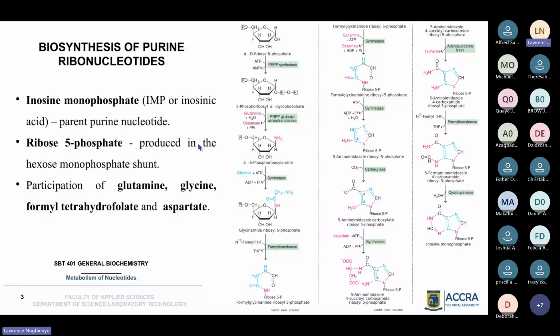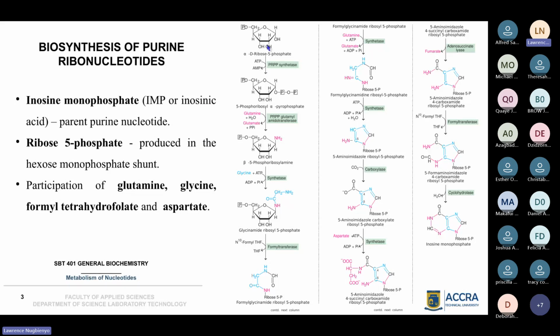De novo synthesis, meaning that the synthesis of the ribonucleotides is occurring from smaller molecules, step by step, coming together to form the nitrogenous base directly on the sugar. So let's go through the stages by which this is done.